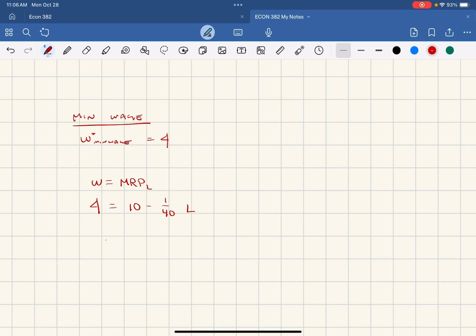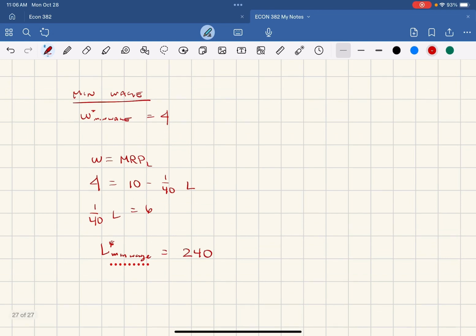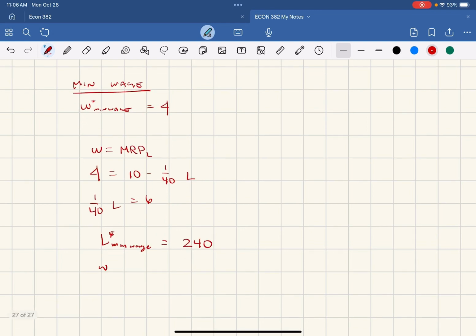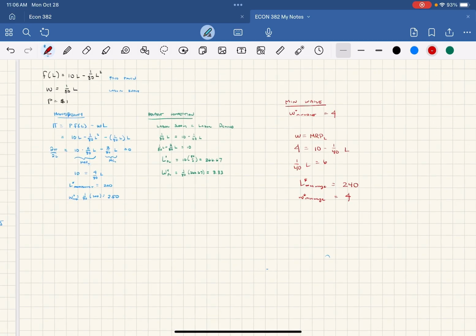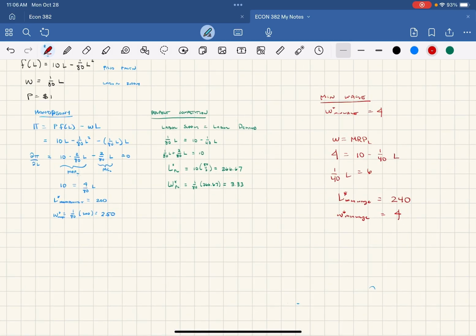So we'll get 1 over 40 L is equal to 6. L star in our minimum wage example is equal to 240. And our wage star is equal to 4. And so now we compare and contrast between the three different examples.